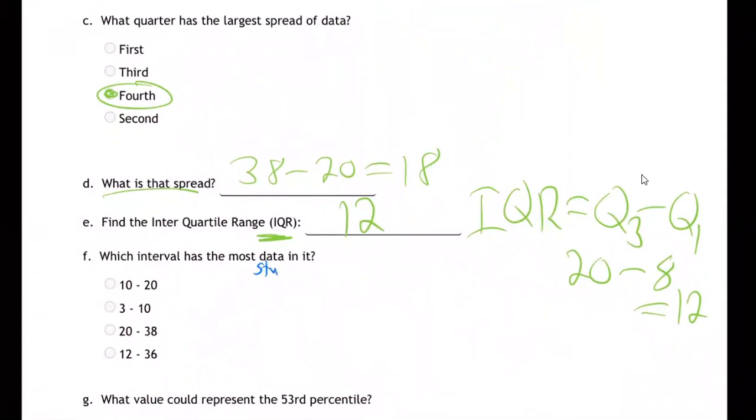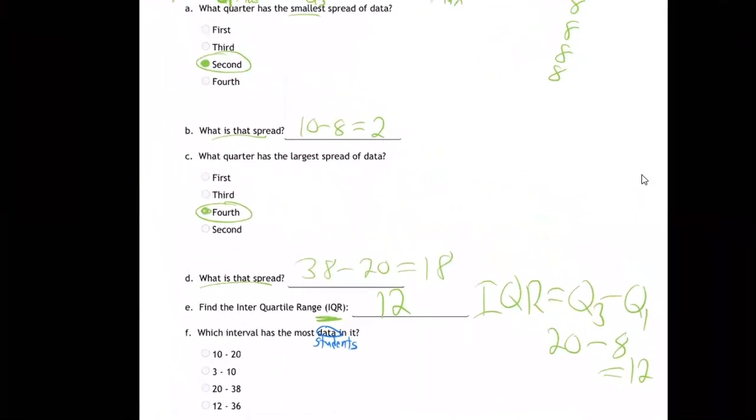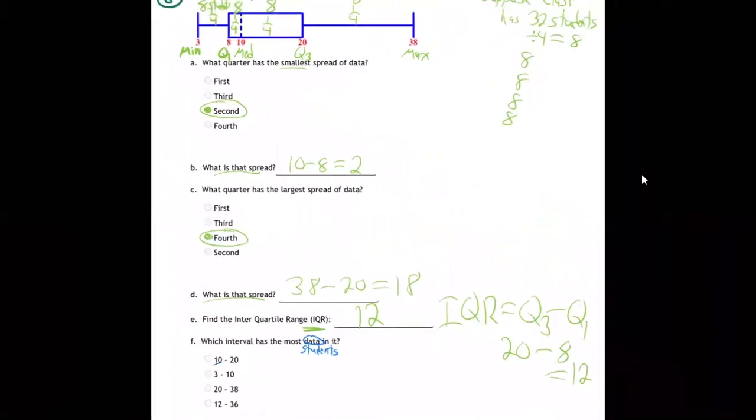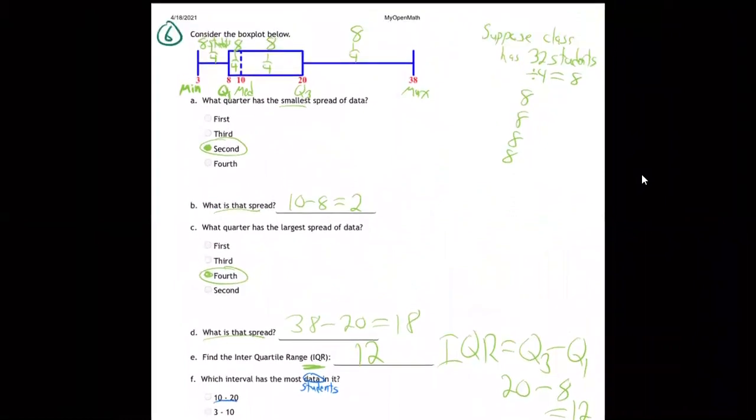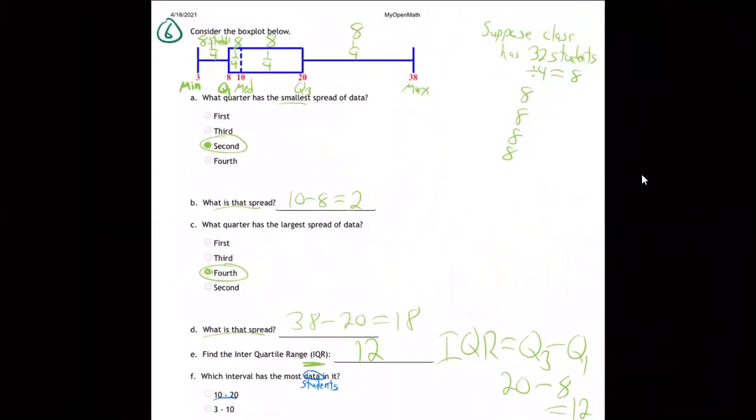most students, right? Because data is students. These are student test scores. Students who got those scores, right? So let's go up and look. So their first thing is 10 to 20. So how many from 10 to 20? Well, on my graph, 10 to 20 would have exactly 8 students in it, right? See it right here? 8 students got between 10 and 20.